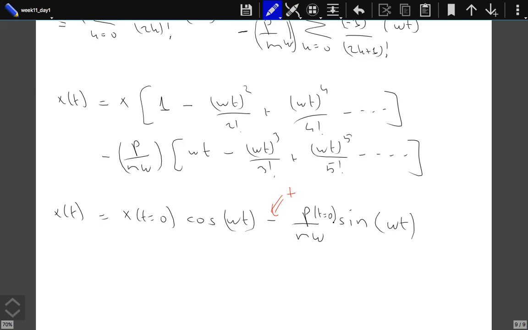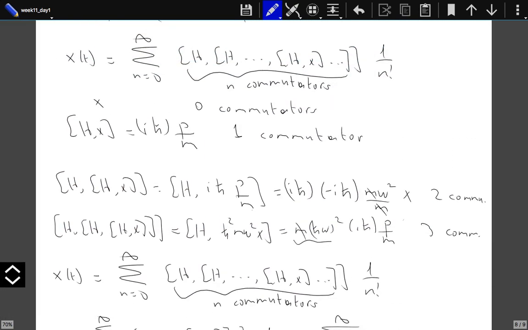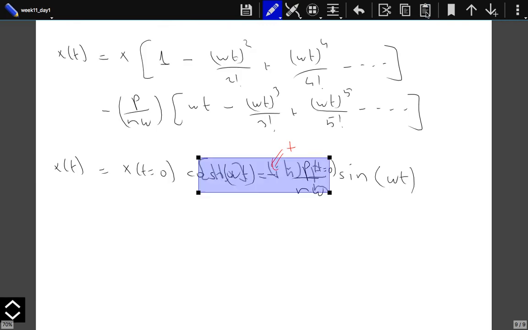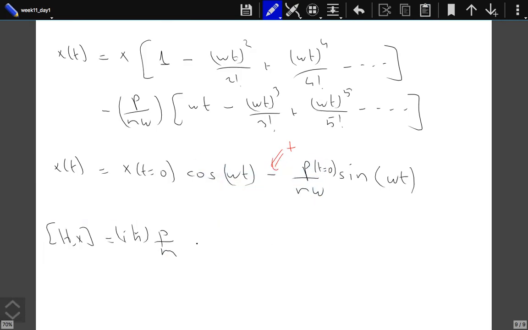And if you want, either you can do the same thing for the momentum, starting from the definition, or you can also look at this expression. Well, this basically tells you that p of t is nothing but m over iħ, the commutator of H with x. So you already know what x is. Just put it here, calculate the commutator with H, and that would give you p.